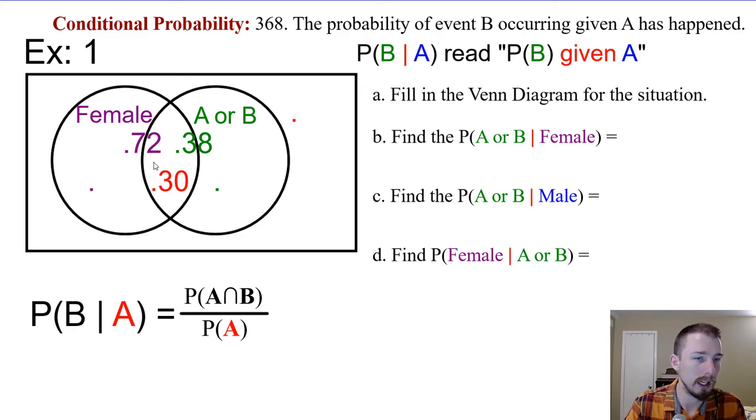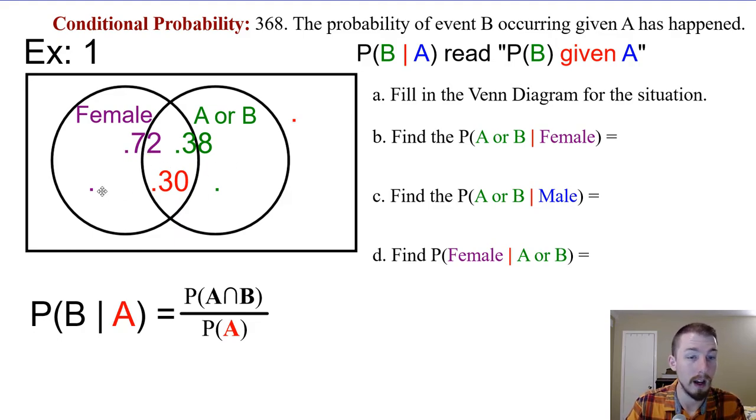So it looks like from last year, 72% of my stat students were female. 38% of all my students ended the first semester with an A or a B, so you can kind of compare how we're doing this year. Clearly probably not as good because of all the craziness, but anyway, and then 30% were female that had an A or a B. So you can fill in the disjoint probabilities is probably the first thing I would do.